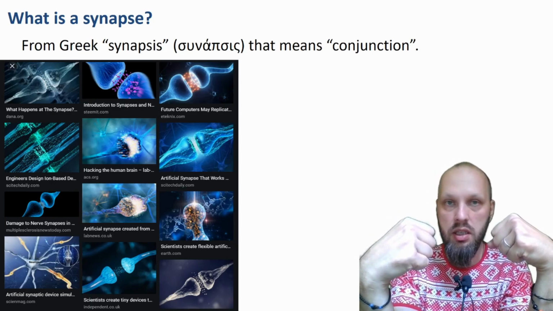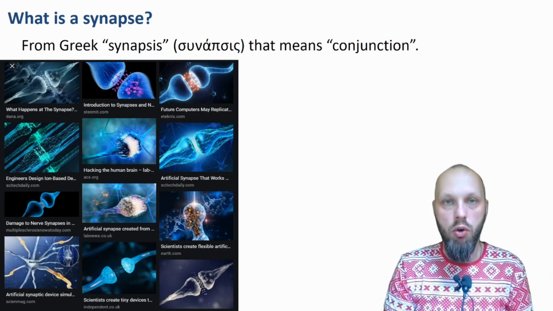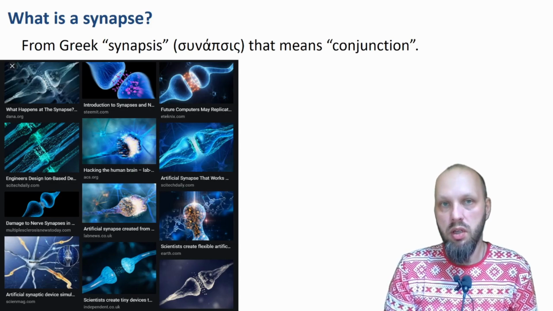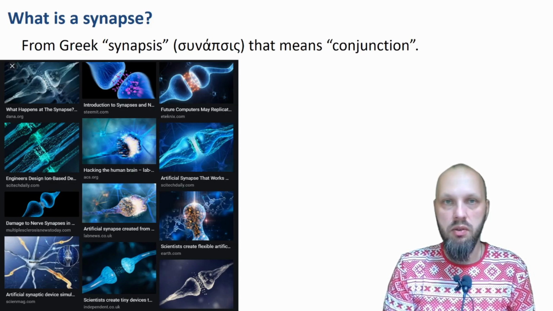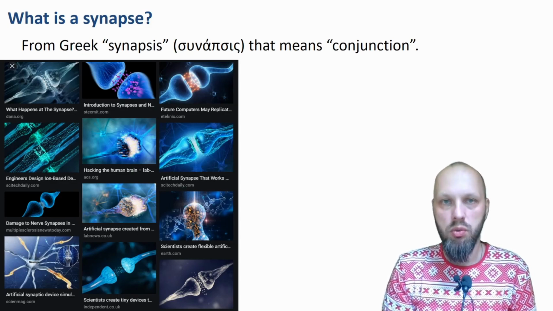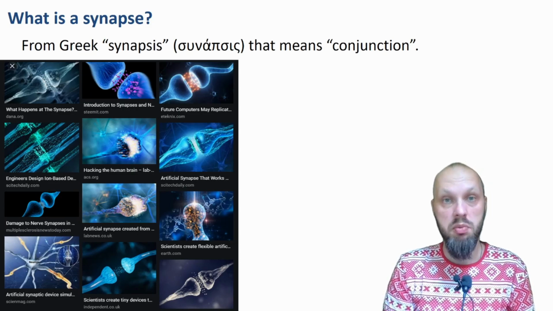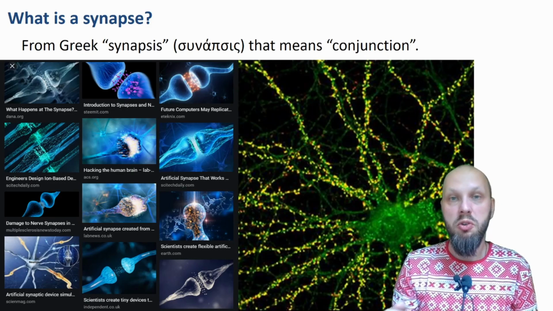And the cell bodies may be located on opposite sides of the body, right? For example, in the case of a neuron from your brain talking to a neuron in your spinal cord in order to make your hand move. Here's a more realistic picture.